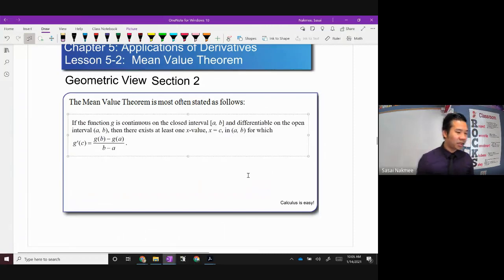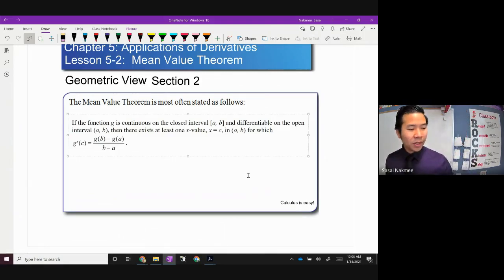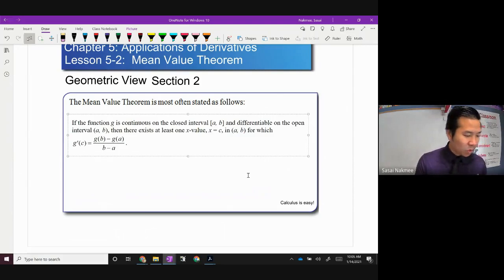So if a function g is continuous on a closed interval and differentiable, there exists at least one value of x, we call that c, that's between a and b, for which the derivative evaluated at that point is going to equal the slope of the endpoints.